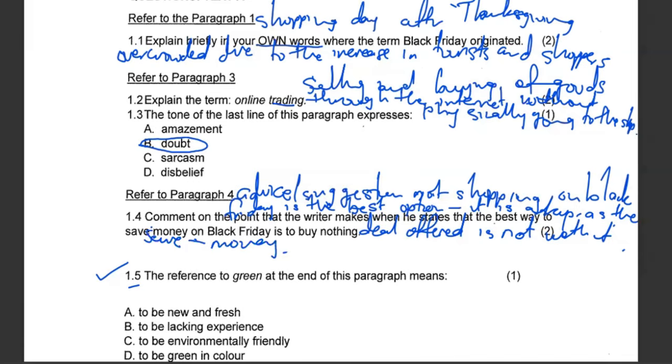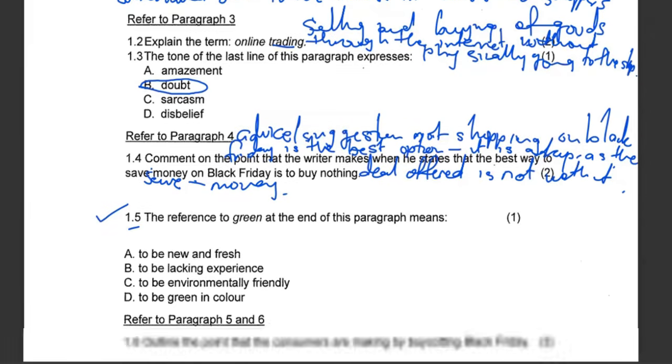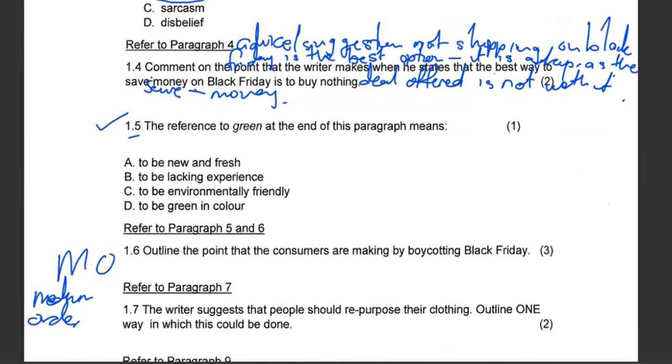Let's go to 1.5. The reference to green at the end of this paragraph, because he says, if you simply must buy something, then buy green. All right. When we're coming in, it says option A, to be new and fresh. B, to be lacking experience. C, to be environmentally friendly. D, to be green in color. I believe our answer is to be environmentally friendly because that's what green is. So when we go green, we become environmentally friendly. All right, let's go to 1.6.